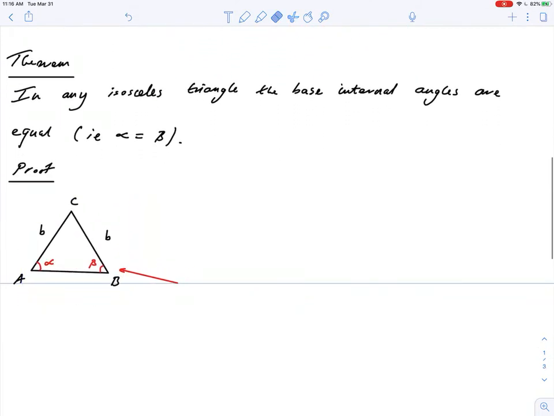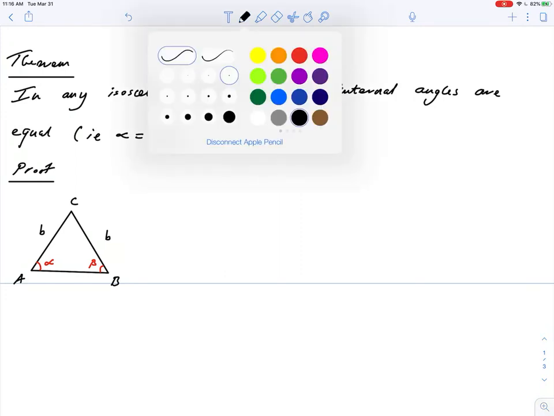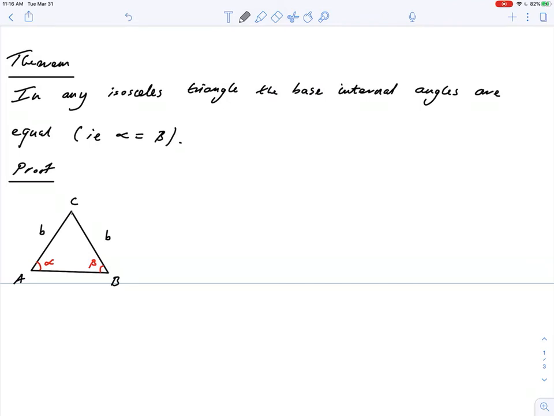So I've got this guy here. I want to show alpha and beta are the same. So it would be a very good idea to have two triangles that are congruent here so I can match things up. Now, I can kind of intuitively see that if I have an isosceles triangle and I divide it straight down the center like this.